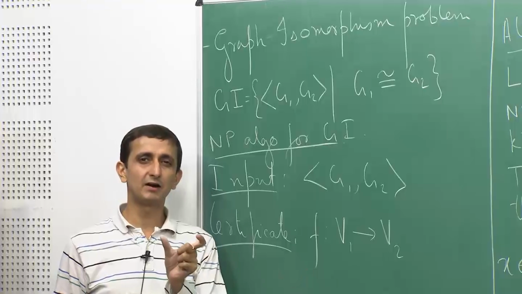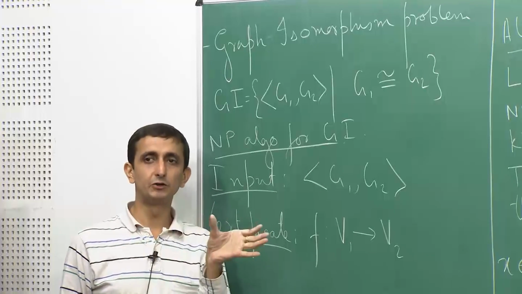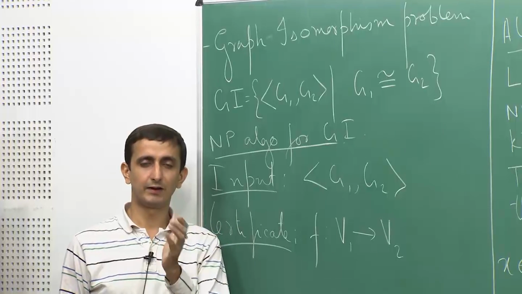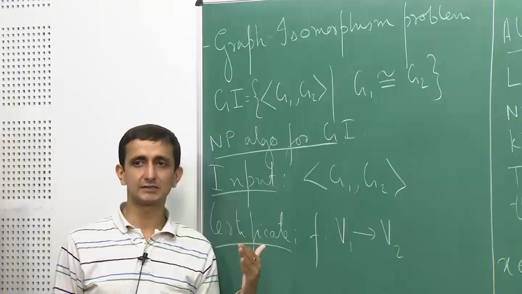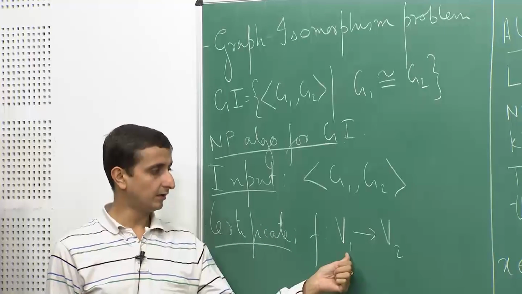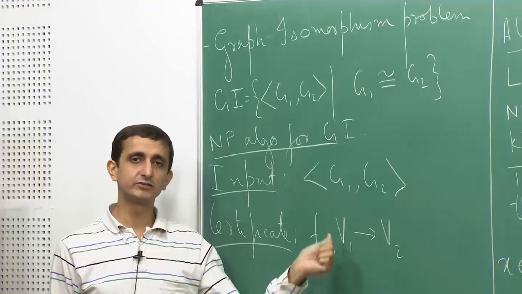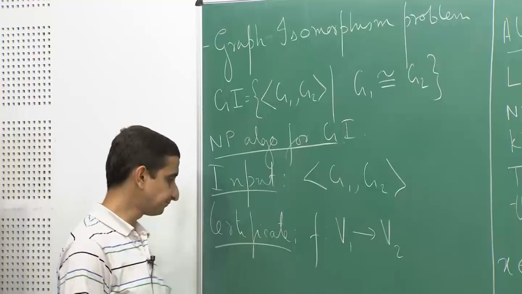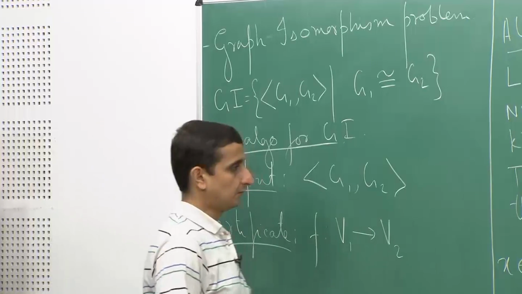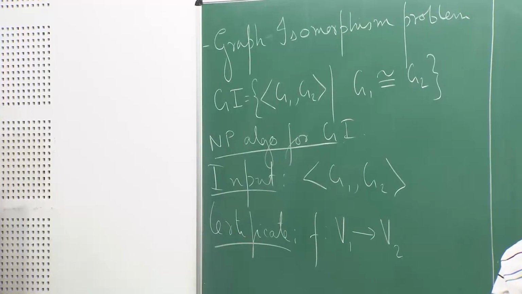A function is nothing but a collection of pairs where the first element maps to the second element, and you have n such pairs where the first element is each element of V1. Now we have to verify that this is indeed a correct thing.